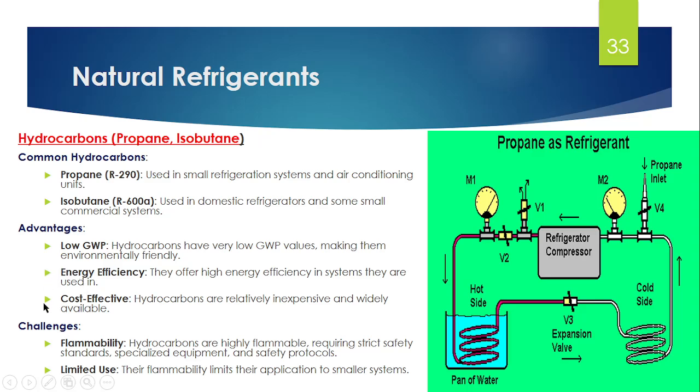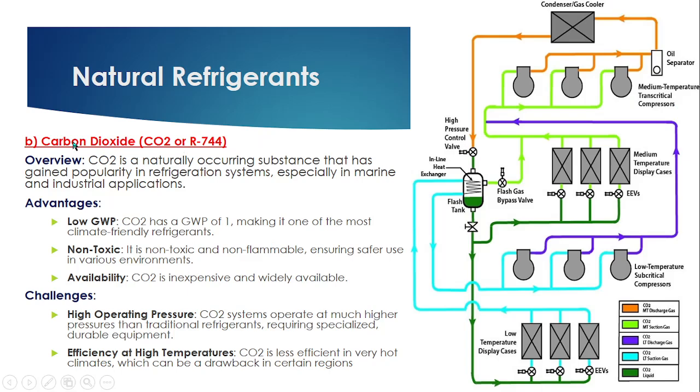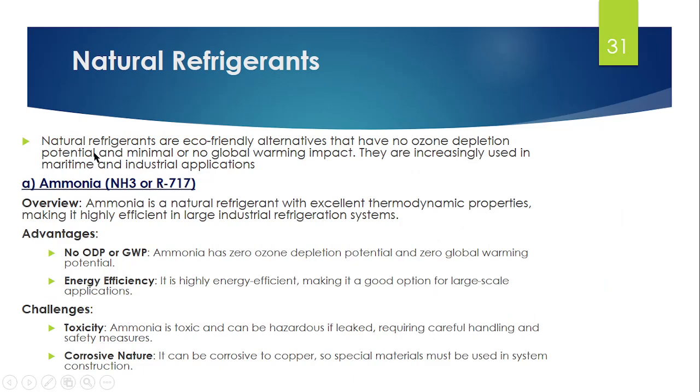The cost effectiveness of the hydrocarbon is very high. The challenge which we are facing is flammability, and because of flammability it is limited in use to smaller applications. So as you can see, the natural refrigerants which are very good to use have come up with some challenges. Hydrocarbon comes with the challenge of flammability, so we are using it in small industry. Carbon dioxide comes with the possibility of low efficiency at high temperature, so we are using it in colder areas. Ammonia comes with the problem of toxicity and corrosivity, so we are using it in large scale industry.